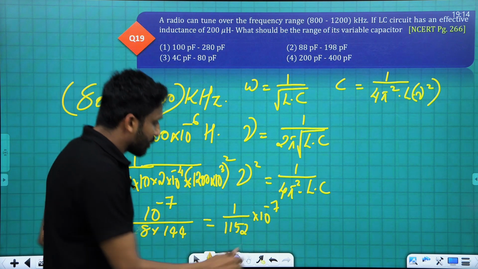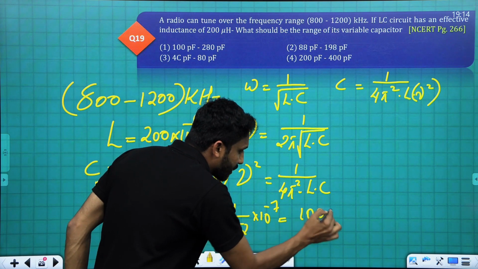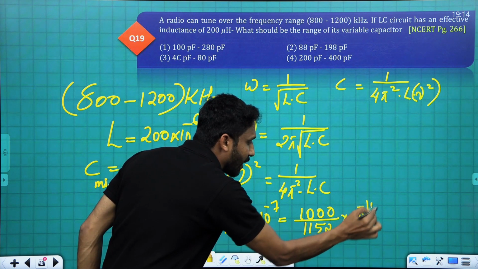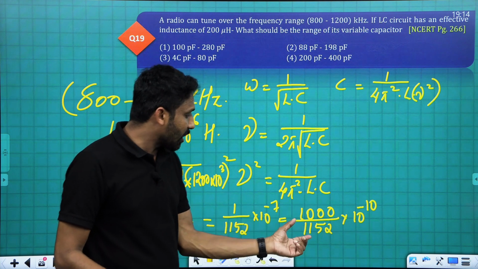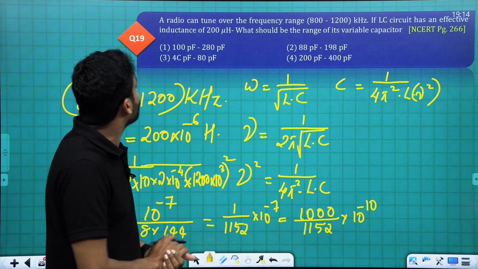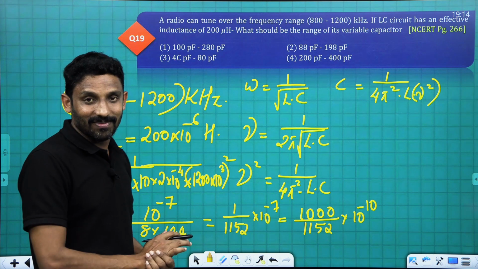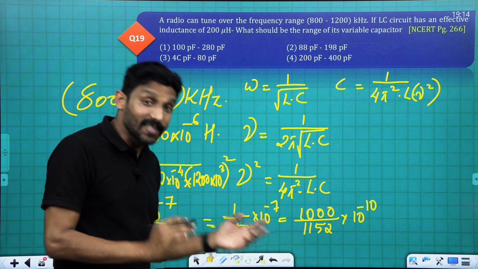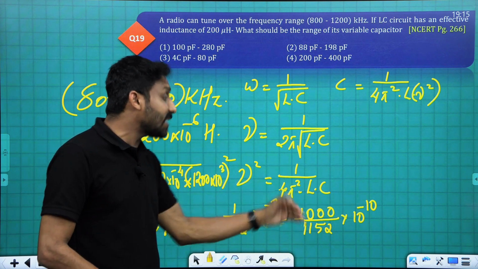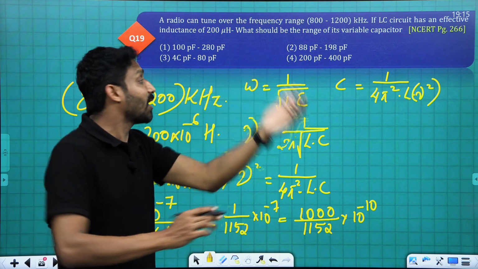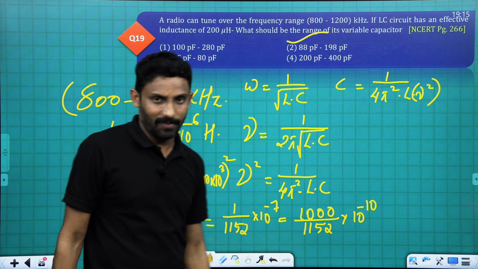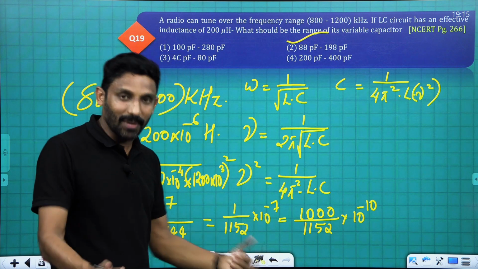First of all, I'm taking suppose 1000 divided by 1152. Then it will be 10 raised to minus 10. And 1000 divided by 1152 is approximately 0.9 in that range. That is 0.88. 0.88 into 10 power minus 10, that is 88 into 10 power minus 12. That is 88 picofarad. See, this is the answer. No other options like 88 there. So the answer of this question is option B.